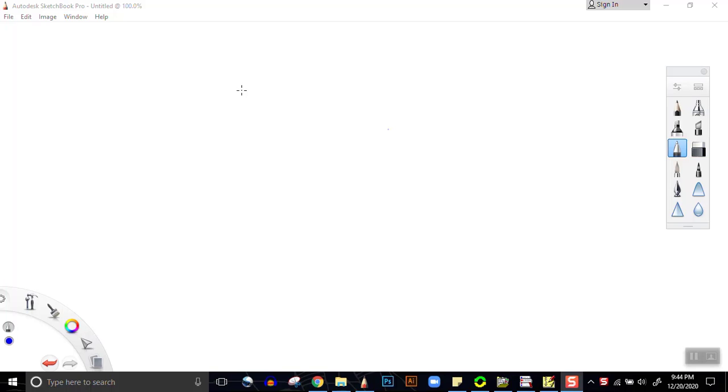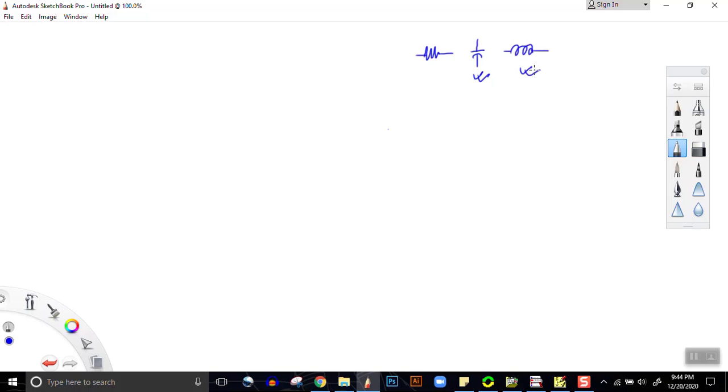Now, there are three kinds of passive components that we use in a circuit. We have resistor, we have capacitor, and we have inductor. Here the capacitor and inductor are energy storing elements. What that means is these two elements can store energy. The capacitor stores energy in form of voltage. The inductor stores energy in form of current. So this is the basic that we need for this experiment.